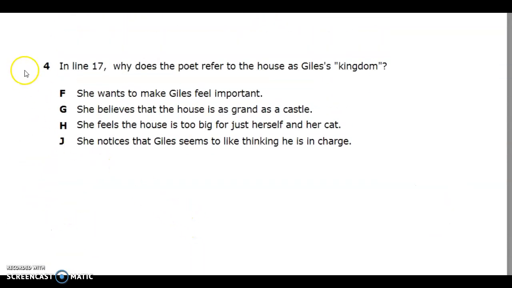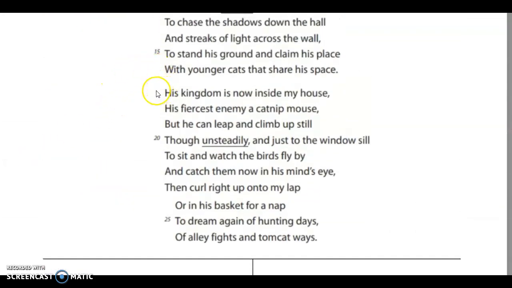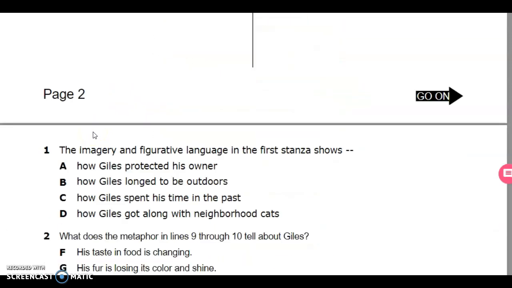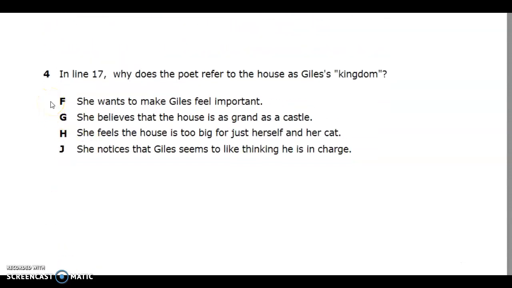Number 4, in line 17, why does the poet refer to the house as Giles' kingdom? So let's go back and look at line 17. His kingdom is now inside my house. And we can even look at 18. His fiercest enemy, a catnip mouse. So would it be F? She wants to make Giles feel important. Maybe. G, she believes that the house is as grand as a castle. No, we're not trying to focus on the house here. We're focusing on Giles, so G would not be the answer.